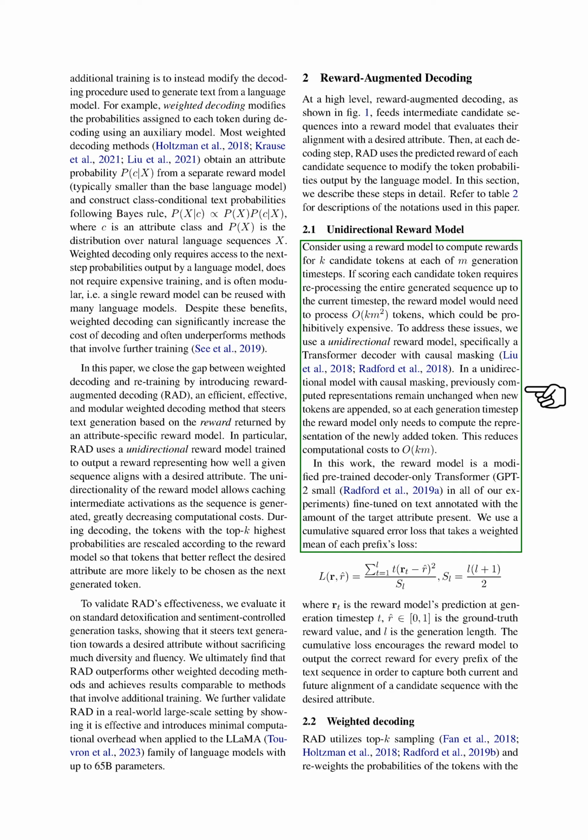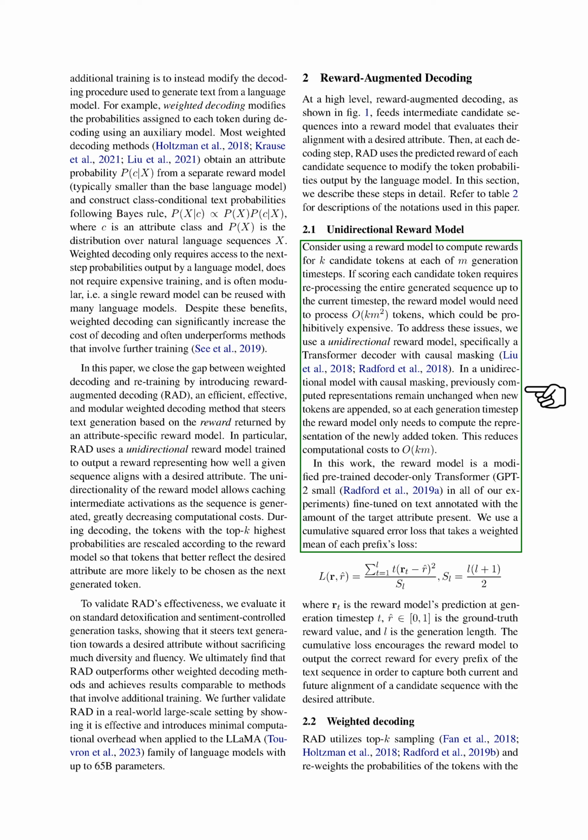In a unidirectional model with causal masking, previously computed representations remain unchanged when new tokens are added, so at each generation time step the reward model only needs to compute the representation of the newly added token. This reduces computational costs. In this work, the reward model is a modified pre-trained decoder-only transformer, GPT-2 small in all of our experiments, fine-tuned on text annotated with the amount of the target attribute present.